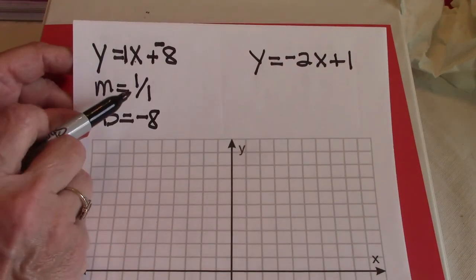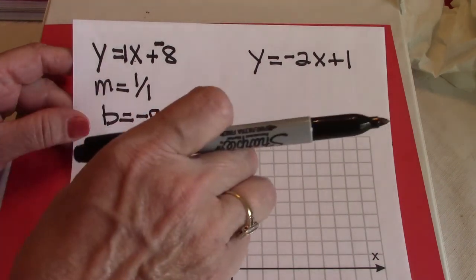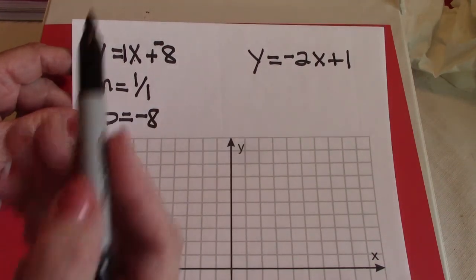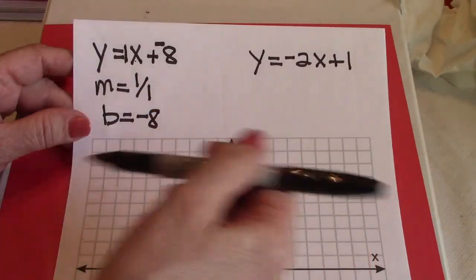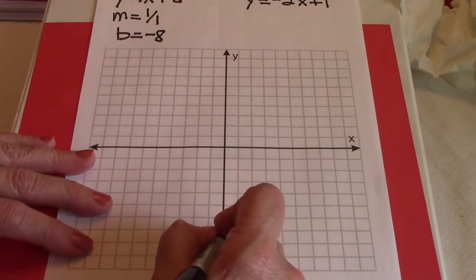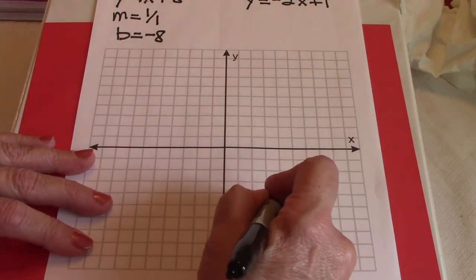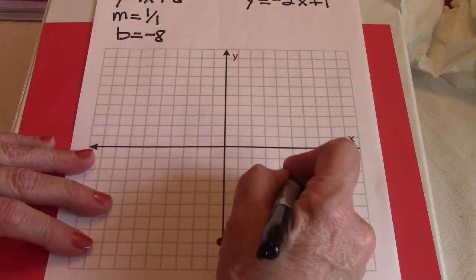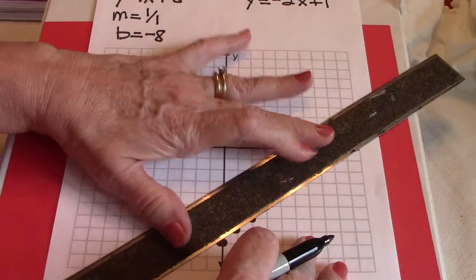And my slope is 1 over 1. So I'm going to go up 1 to the right 1 because it's all positive. Up is positive, to the right is positive. Down is negative, to the left is negative. So I'm going to go up 1 over 1, up 1 over 1, and so on. Okay, so you can do that as many times as you think you need.